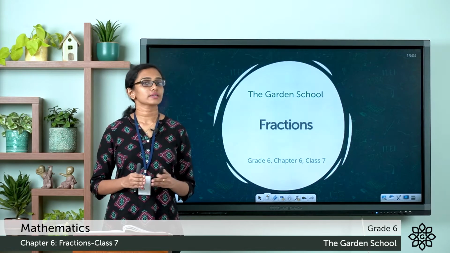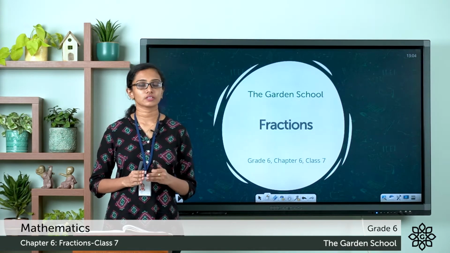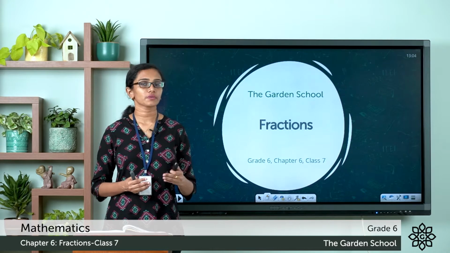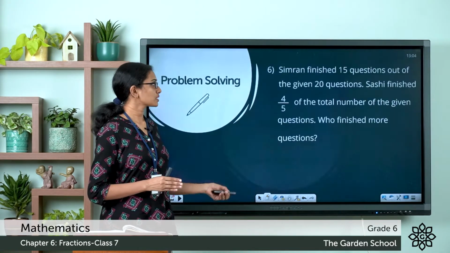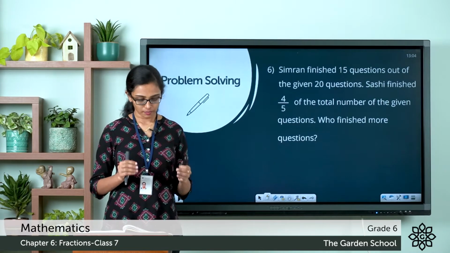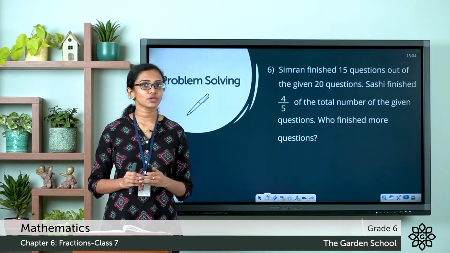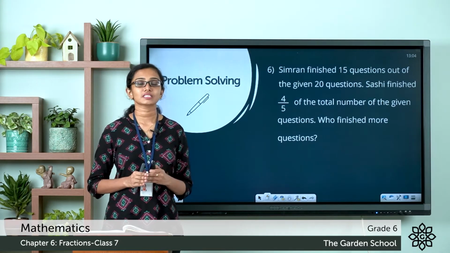We'll discuss the questions from exercise 6.3 today. We've already done a few questions as homework in the previous class. So we'll start our discussion with question number 6 today. Please turn to page number 86 in your textbook. Do you see the sixth question?